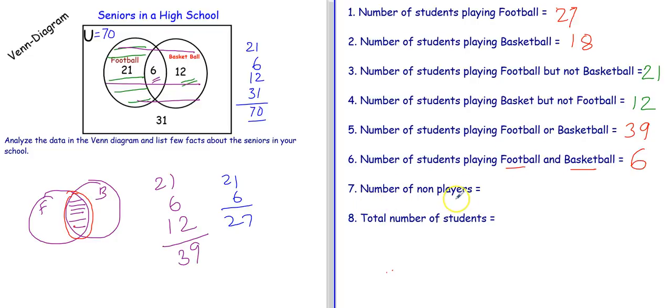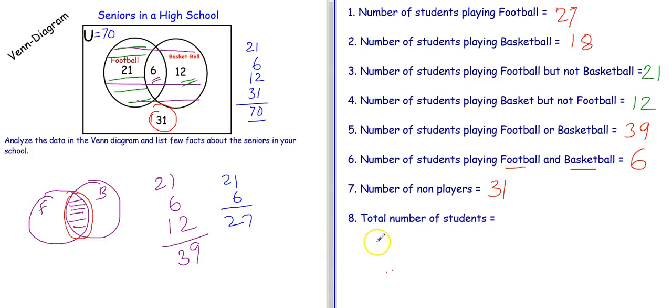Then comes number of non-players. The non-players are those who do not participate in either of these games. They are not included in the football or in the basketball. They are just the seniors. They are outside those two. And here we see the number 31. 31 students are not playing any of these two games. Hence, they are non-players, and I'll write the number 31 here.